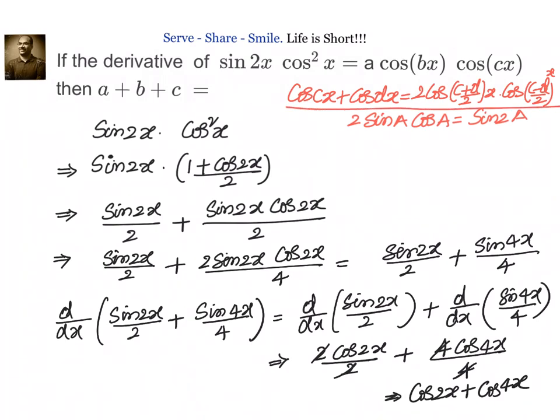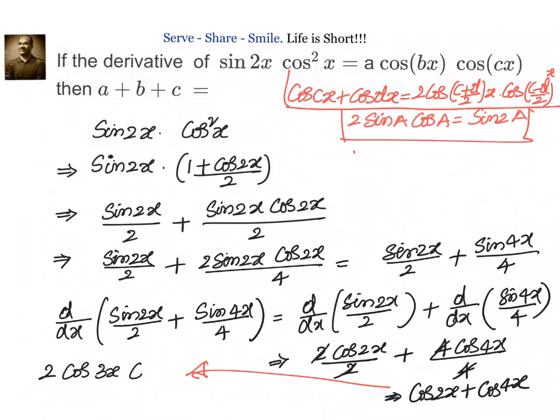Now that formula we can leverage. So we will use that formula and we will write down, that is equals to 2 into cos of 2 plus 4 by 2, 3x, 4 minus 2 by 2, x. So 2 cos 3x cos x. But what we need to have is a cos bx cos cx. Now you can compare and you can see clearly that a equals to 2, b equals to 3, or b equals to 1, or c equals to 3.